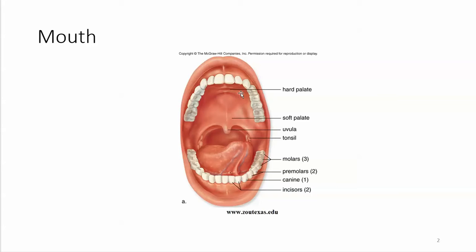The hard palate is a thin horizontal bony plate of the skull located in the roof of the mouth. The soft palate is soft tissue constituting the back of the roof of the mouth. It does not contain bone.